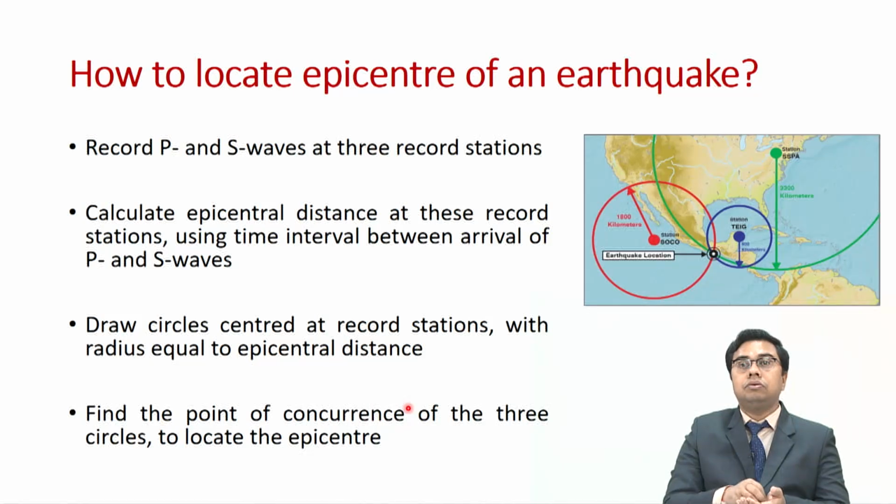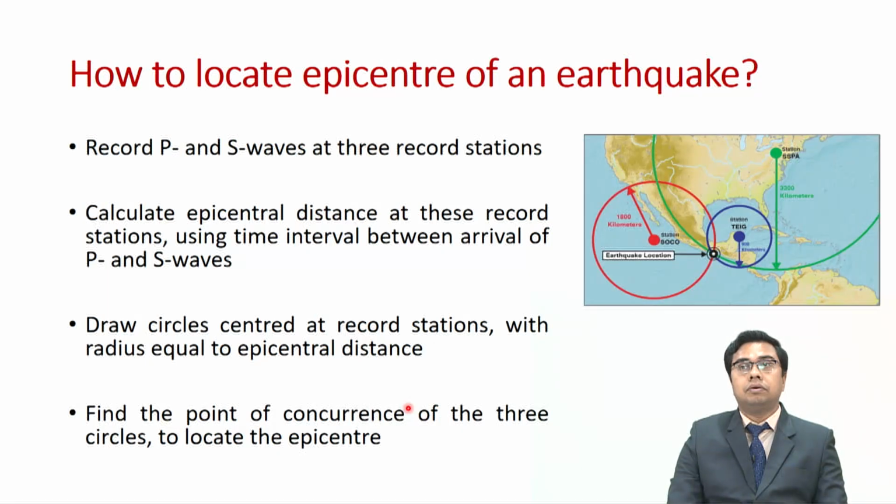So it is important to record P and S waves at 3 record stations. If we get the record only from 2 stations, the circles may intersect at 2 points, so we may not get the epicenter. But if we obtain the P wave and S wave records at 3 stations, we are most likely to get a common point, or the point of concurrence of the 3 circles, to locate the epicenter.